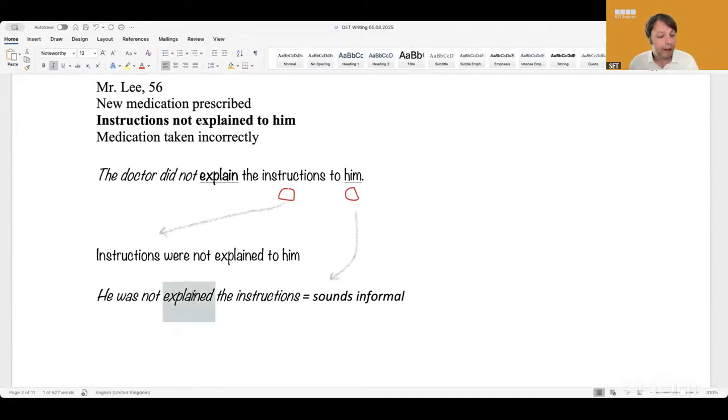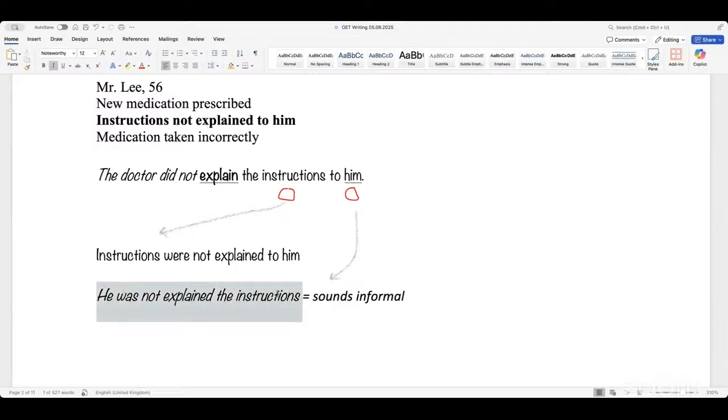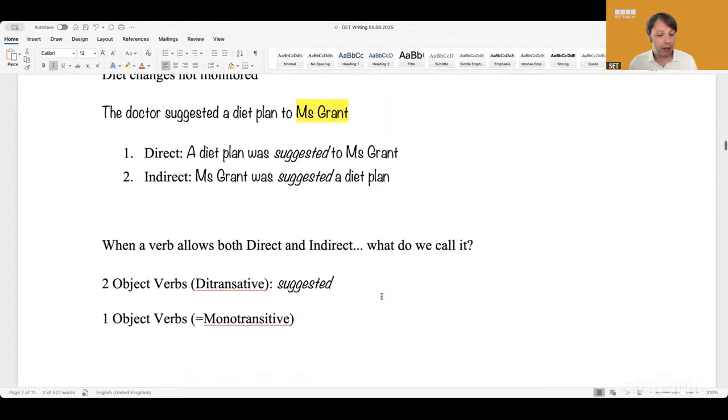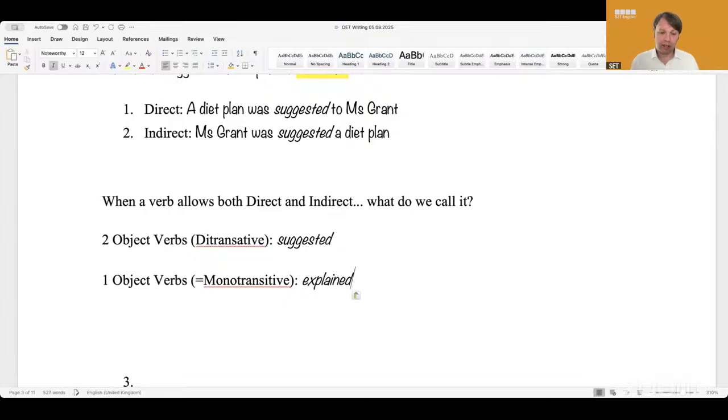Explained. Okay. Yeah. You can say this actually, but it sounds quite informal. It doesn't sound correct in an OET letter. Okay. So this would be an example like this.